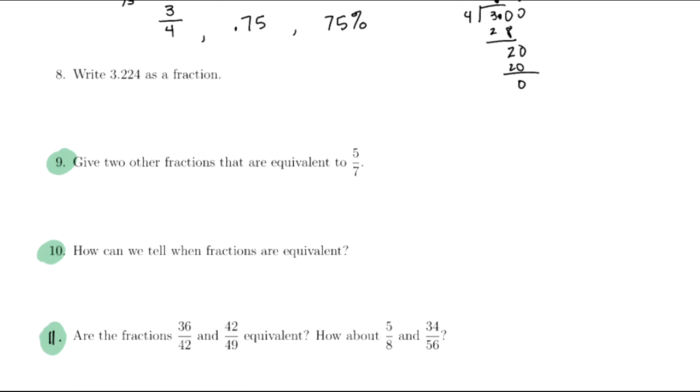Number 9, 2 other fractions equivalent to 5/7. So just multiply by something else. So multiply by 1, right? So just a particular one. So 5 times 2 is 10. And 7 times 2 is 14. You can do 5 over 7 times 3 over 3. That would be 15 over 21, which would work also. How do you know that two fractions are equivalent? If their reduced versions look the same, right?